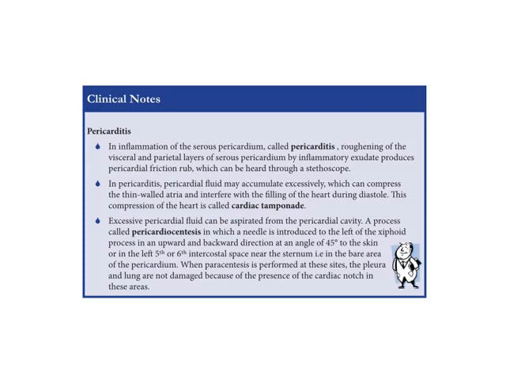Pericardiocentesis, in which a needle is introduced to the left of the xiphoid process in an upward and backward direction at an angle of 45 degrees to the skin, or in the left fifth or sixth intercostal space near the sternum. This means at the bare area of the pericardium. When paracentesis is performed at these sites, the pleura and lung are not damaged because of the presence of the cardiac notch in this area. This area is called the bare area of the pericardium, as we mentioned.